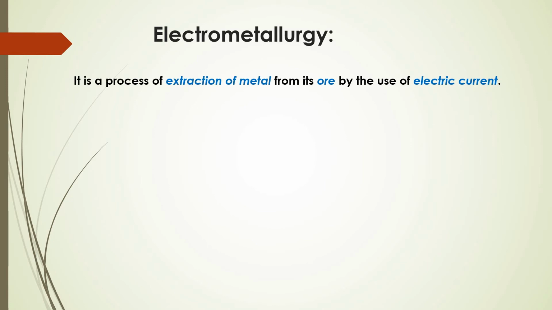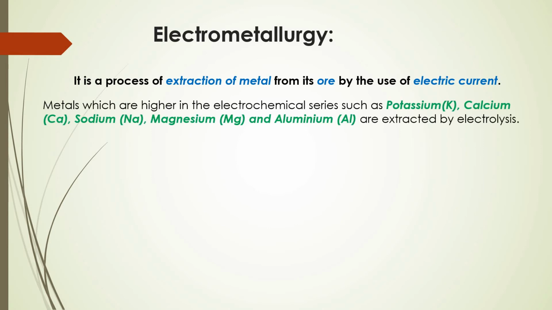Now we move on to another important application of electrolysis, that is electrometallurgy. Electrometallurgy is a process of extraction of metal from its ore by the use of electric current, that is by following electrolysis. Metals which are higher in the electrochemical series, such as potassium, calcium, sodium, magnesium and aluminium are mainly extracted by this method, electrolysis method.